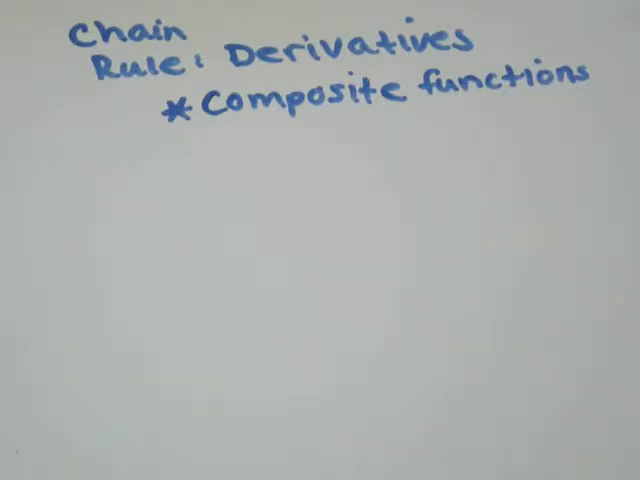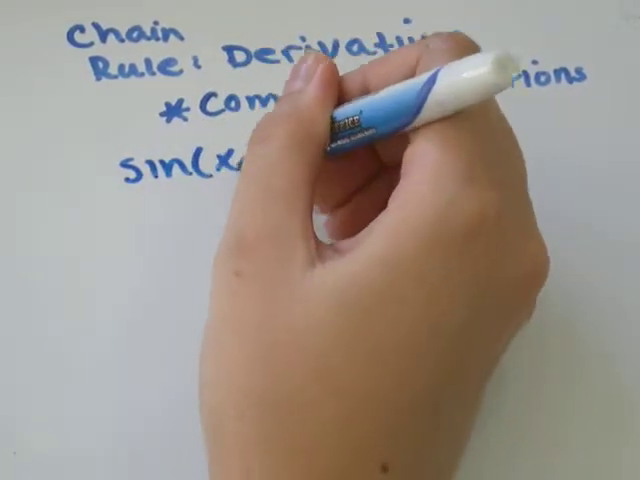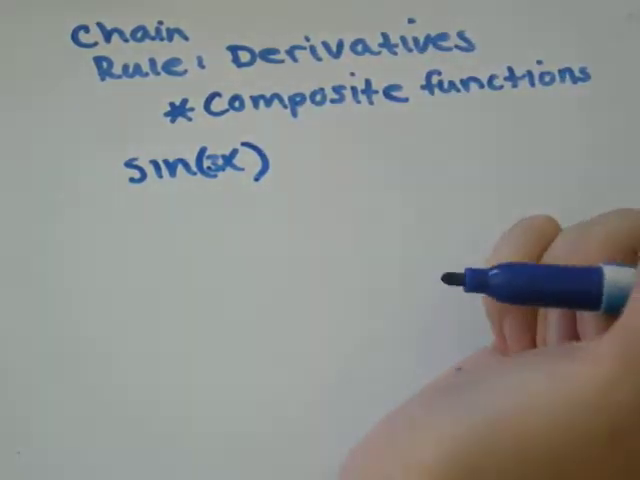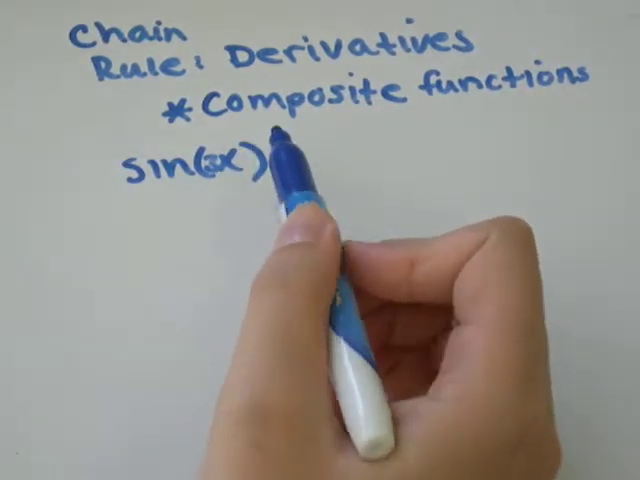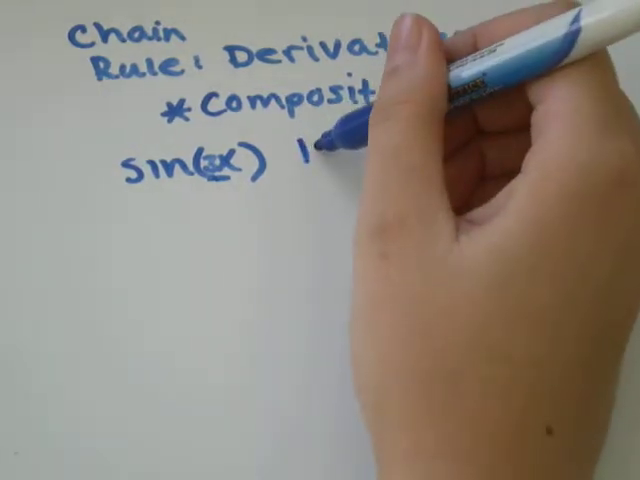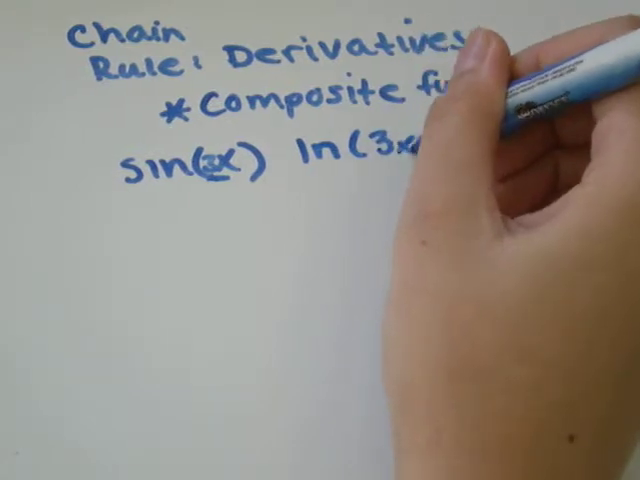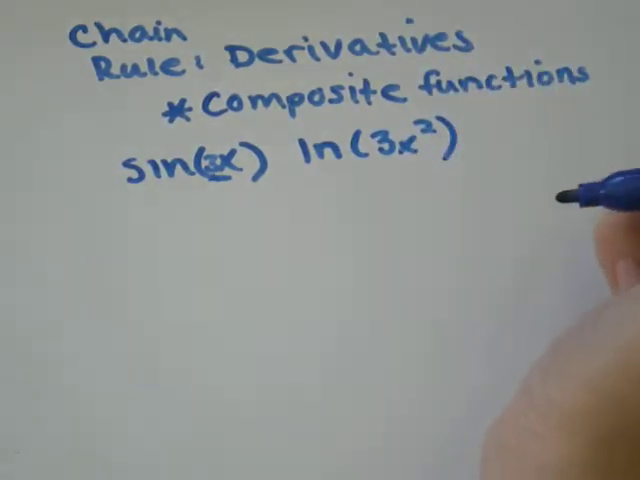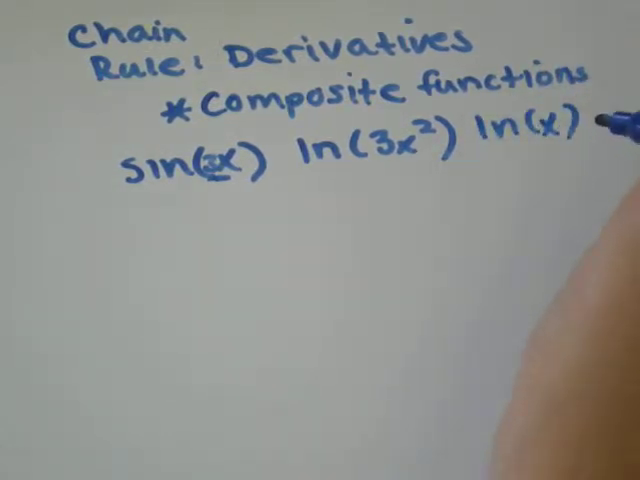An example of a composite function would be sine of 3x. It's sine of some sort of thing multiplied by x. It's not just x by itself. Or the log of 3x squared would be an example of a composite function. Even the log of x is a composite function because you're taking the log of some sort of unknown.